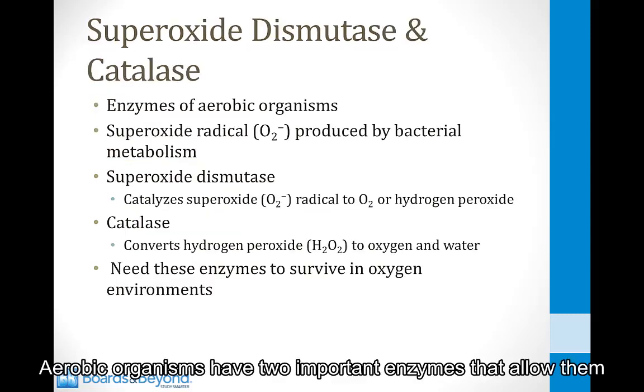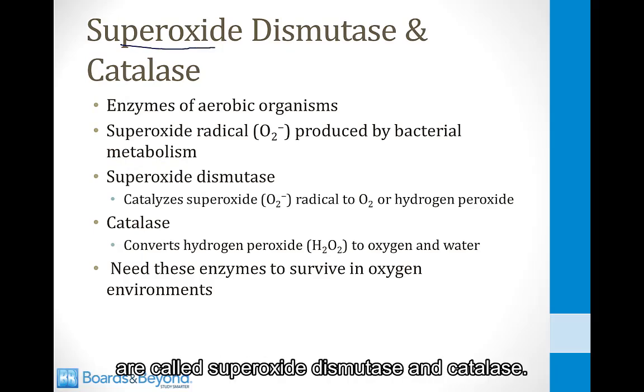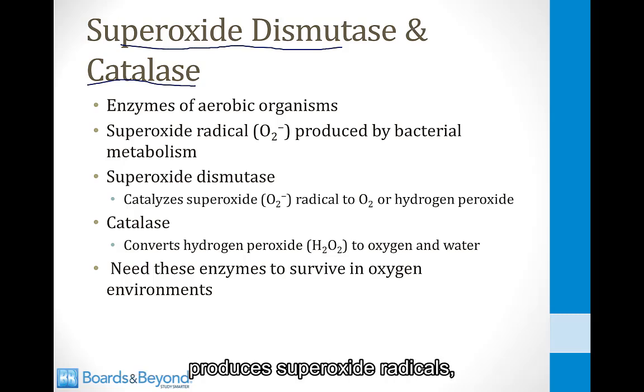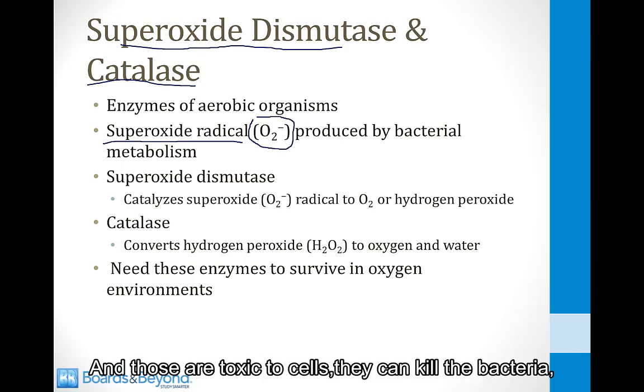Aerobic organisms have two important enzymes that allow them to survive in environments that contain lots of oxygen, and those two enzymes are called superoxide dismutase and catalase. So bacterial metabolism in an oxygen environment produces superoxide radicals. These are written as O2 with a negative sign on them, and those are toxic to cells. They can kill the bacteria.